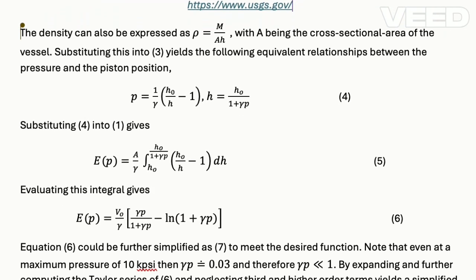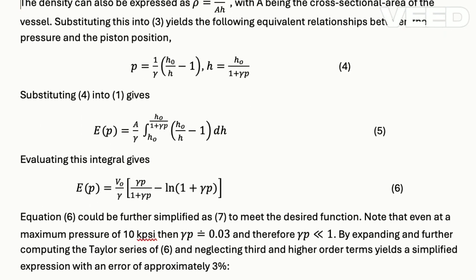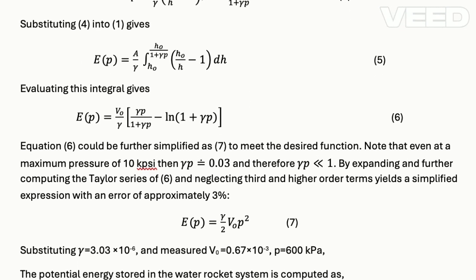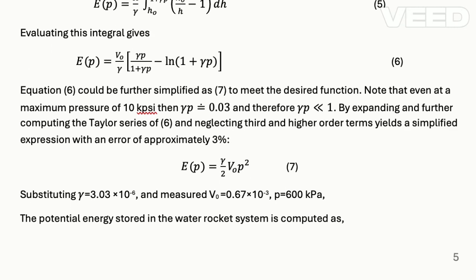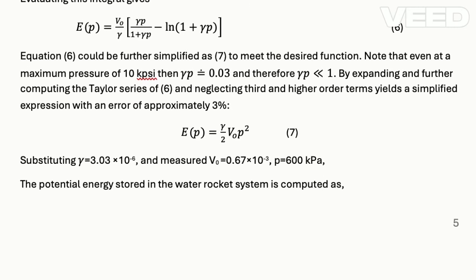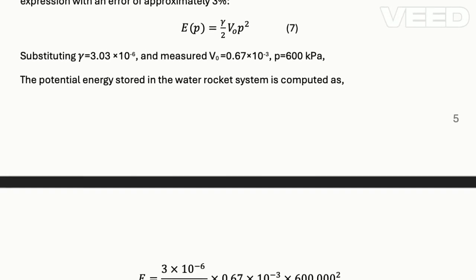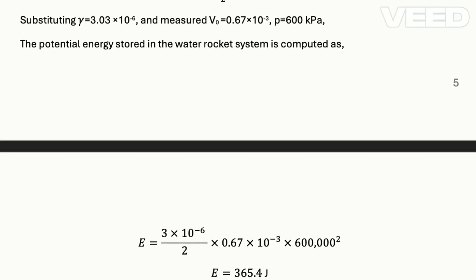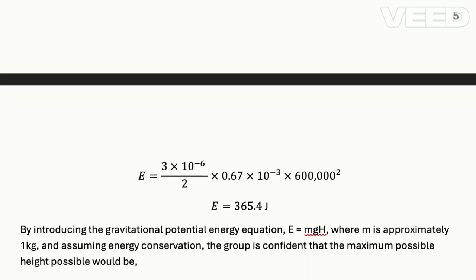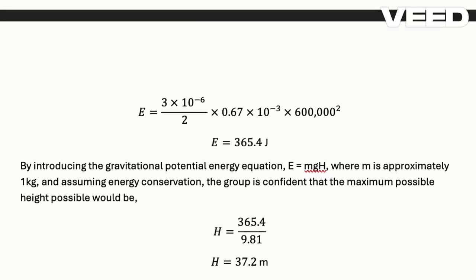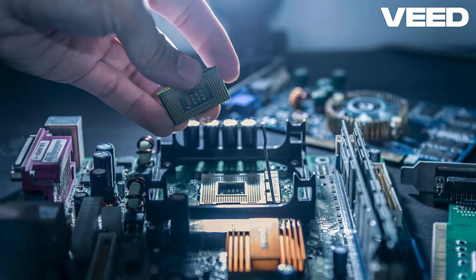In order to further simplify to meet the desired function, equation 7, we neglect the third and higher order terms, and by expanding and further computing the Taylor series of equation 6, this yields a simplified expression with an error of approximately 3%. And finally, by substituting the values in for gamma, V0, and P, we can calculate the potential energy stored in the water rocket system as 365.4 joules. Then, by introducing the gravitational potential energy equation and by assuming energy conservation, we can calculate the maximum height as 37.2 meters.